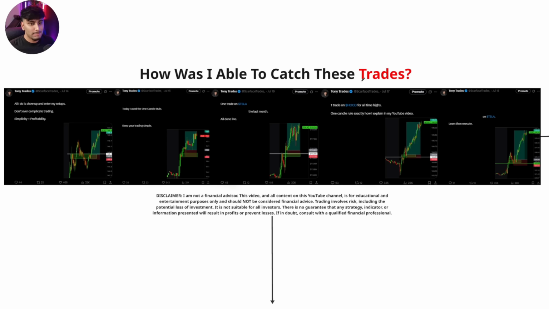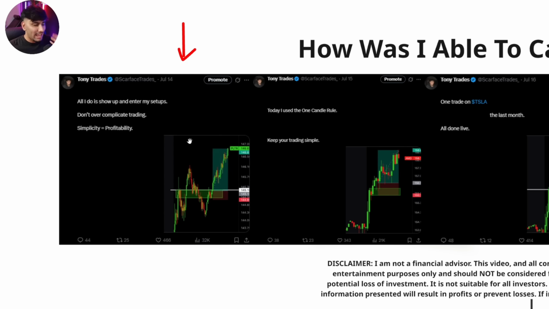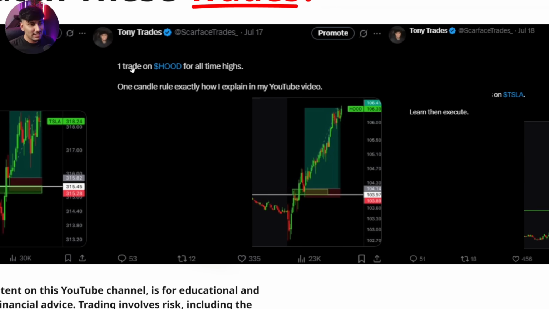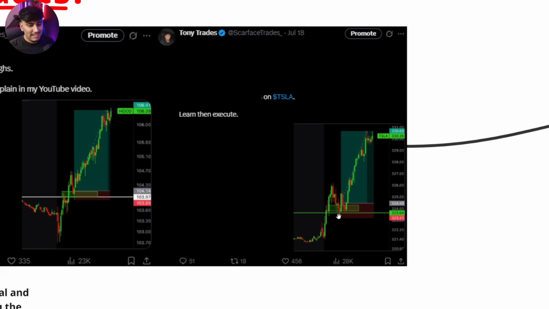So how was I able to catch these trades? Now, this is the last week of trading. And of course, I trade live every single day in front of hundreds of traders in the Accelerator and Traders Lab. But you can see July 14th, we were able to take a very nice trade on Palantir to the upside. July 17th, one trade on Hood for all-time highs. Finally, on July 18th on Tesla, I took the break and retest of the previous day high for continuation.